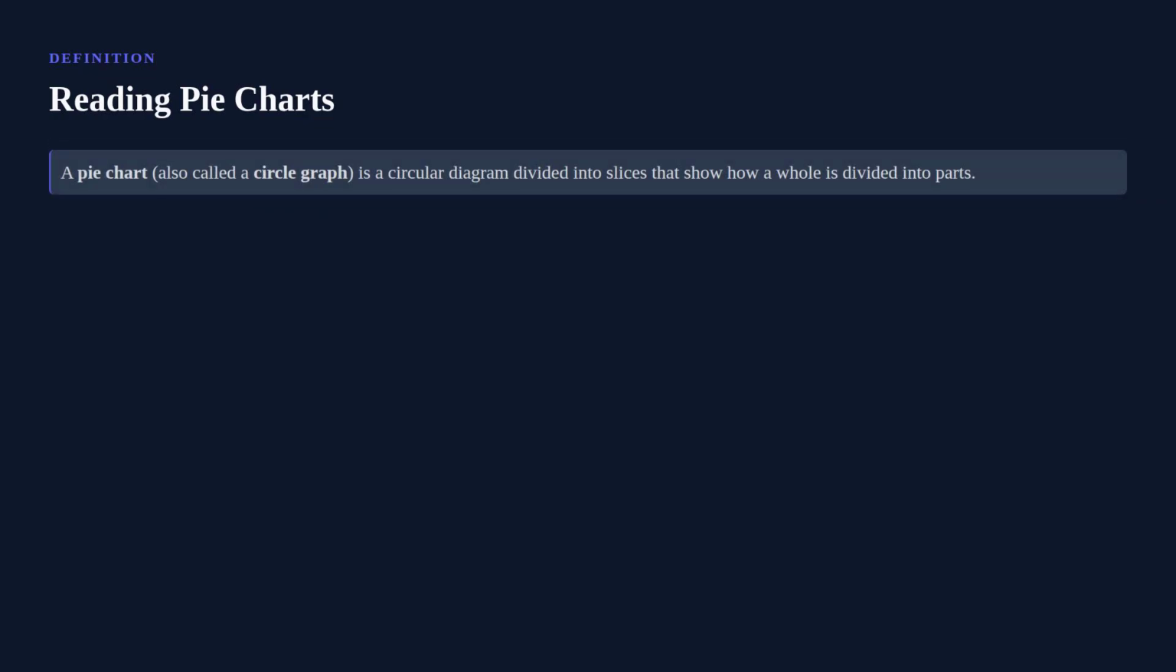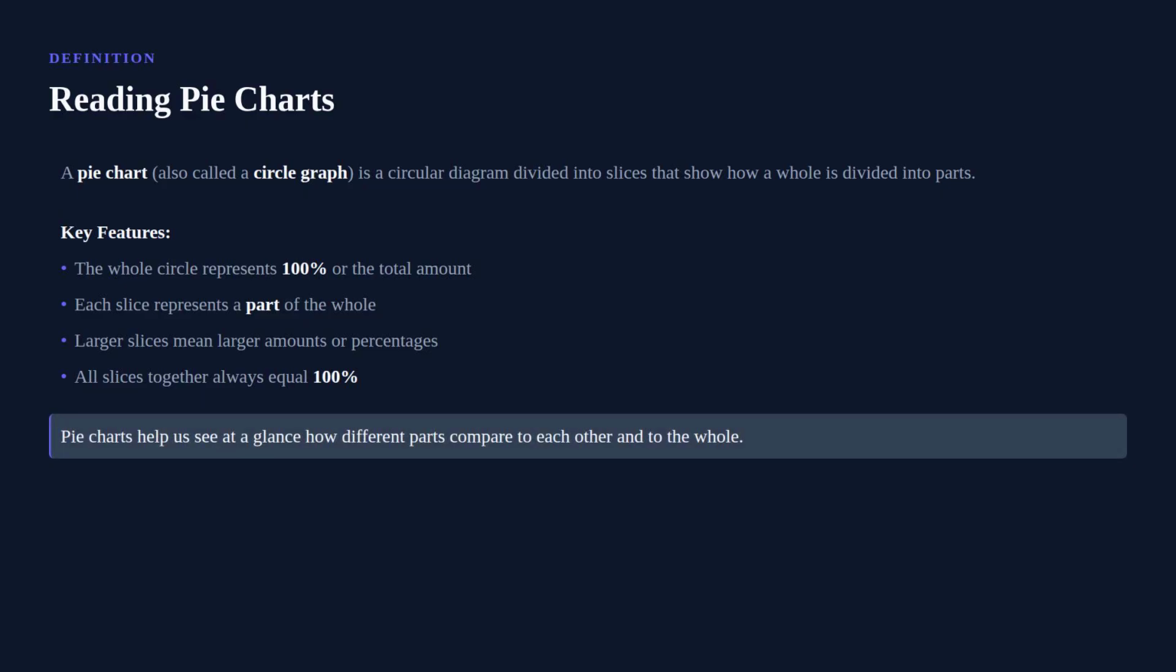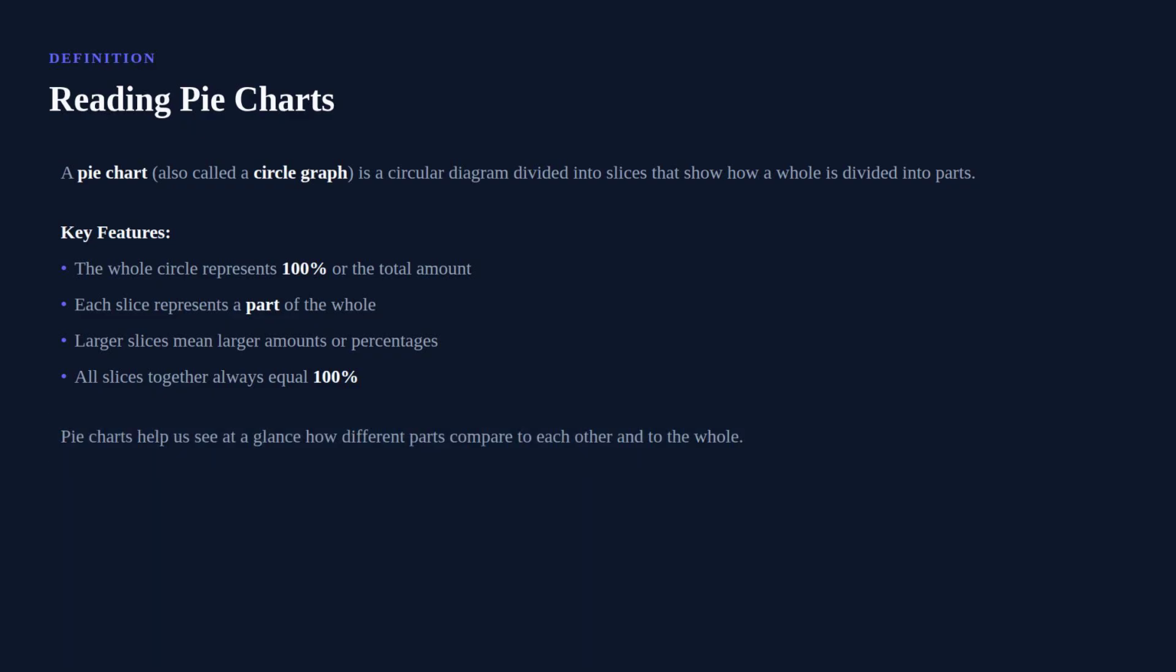A pie chart, also called a circle graph, is a circular diagram divided into slices that show how a whole is divided into parts. Key features: the whole circle represents 100% or the total amount. Each slice represents a part of the whole. Larger slices mean larger amounts or percentages. All slices together always equal 100%. Pie charts help us see at a glance how different parts compare to each other and to the whole.